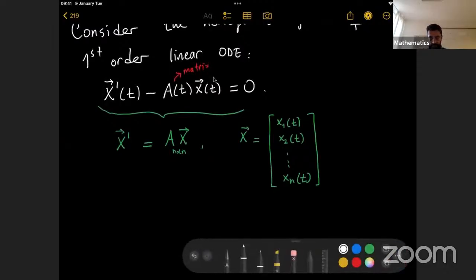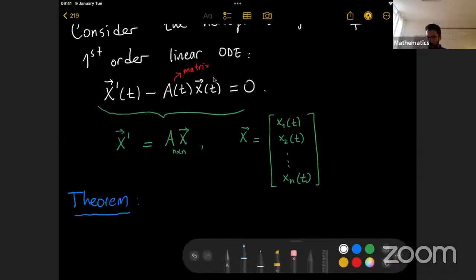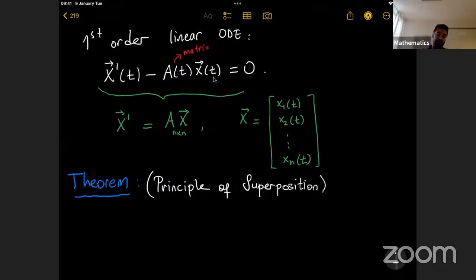So we have the following theorem. This is called the principle of superposition. Well, it says basically if you have two vector solutions, then their sum is also a solution. Even more than that, their linear combination is a solution as well.